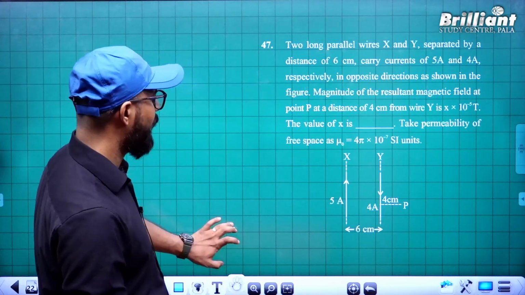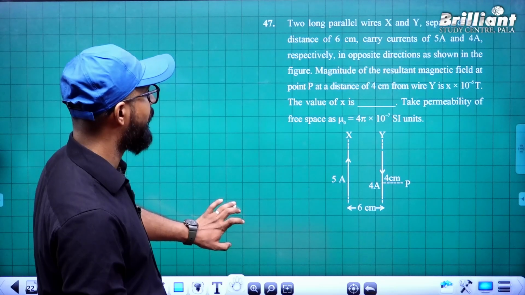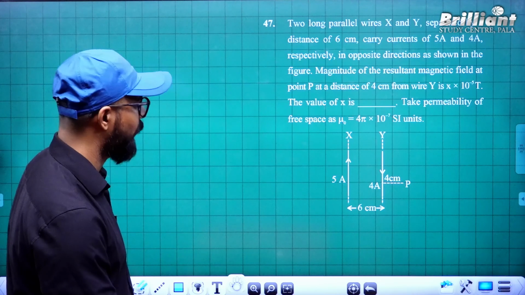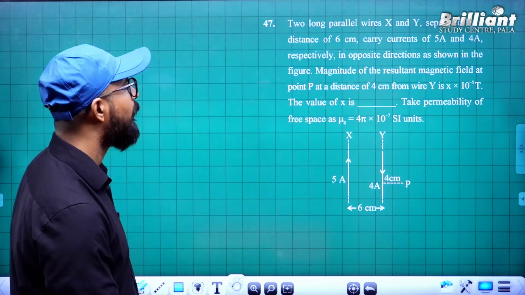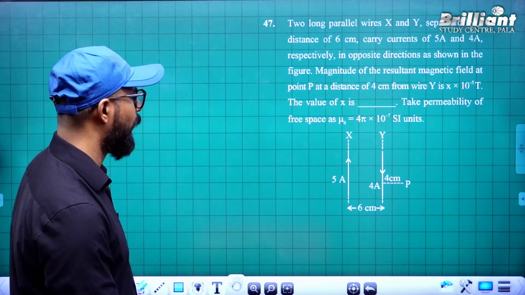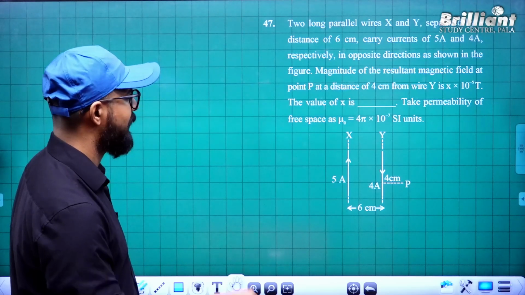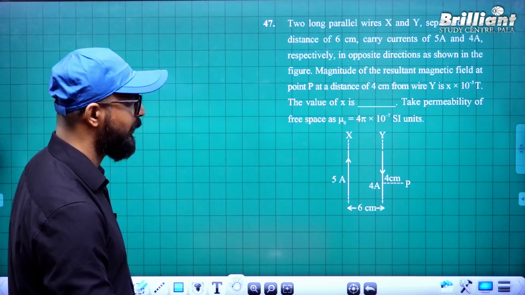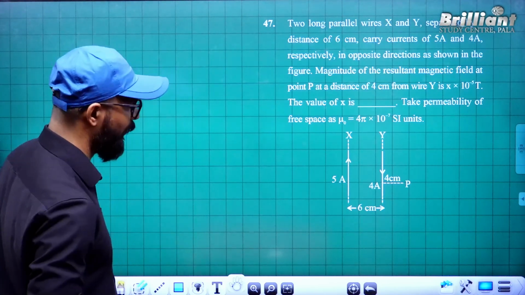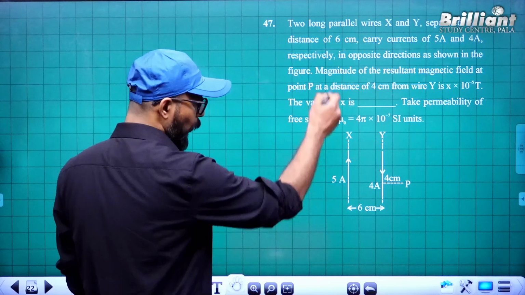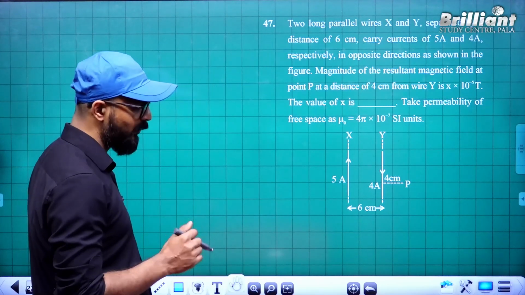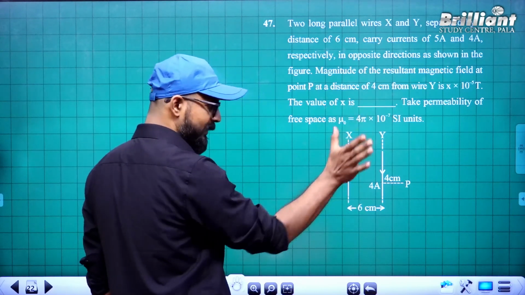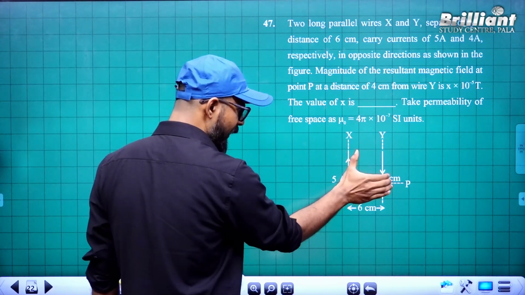Two long parallel wires, x and y, separated by a distance of 6 centimeter. Currents are in opposite direction. The magnitude of resultant magnetic field at the point P, which is outside, at a distance of 4 centimeter from y, is x into 10 to the power minus 5. So we have to find the value of x. So we have an infinitely long wire. First figure out the direction of magnetic field at the point P. If this is an infinitely long wire, you can see that my fingers are curling inward.